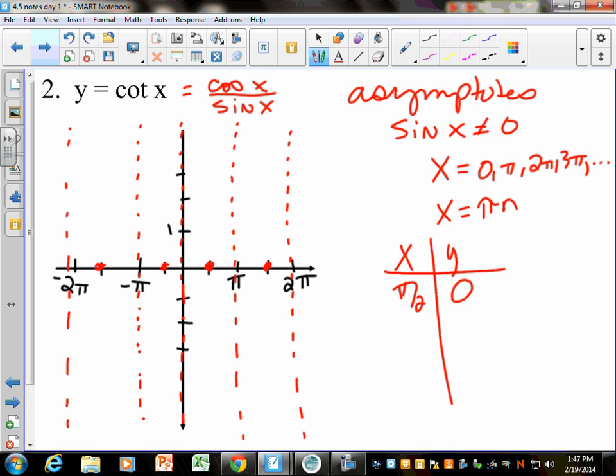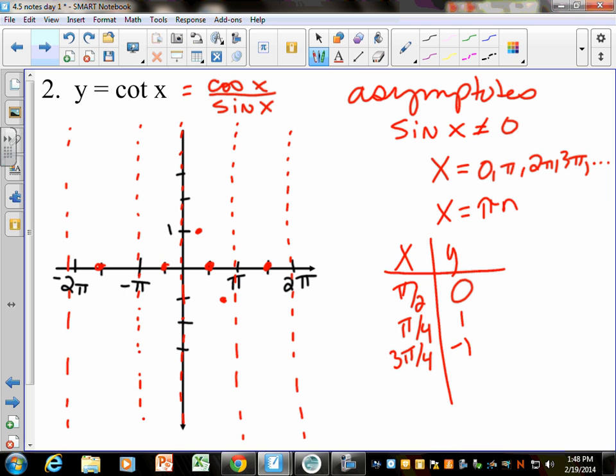Now, what would be halfway between 0 and pi halves? What would be this value right here? The tangent of pi fourths is 1. So what's the cotangent of pi fourths? Still 1. But notice what happens is my asymptotes have moved. Now this side is going to go up to 1. Now this would be 3 pi fourths. And what's the tangent and cotangent over there in quadrant 2 at 3 pi fourths? Yeah, it's negative 1, which means this side goes down.